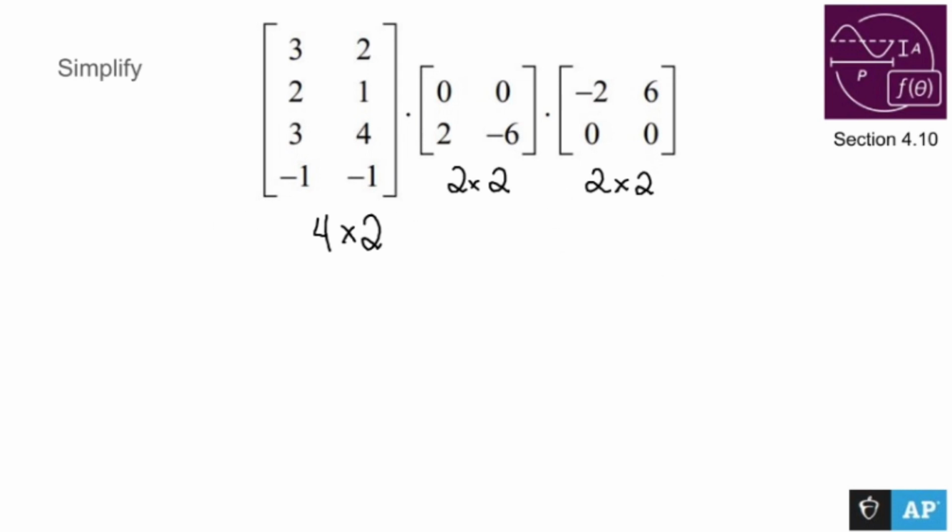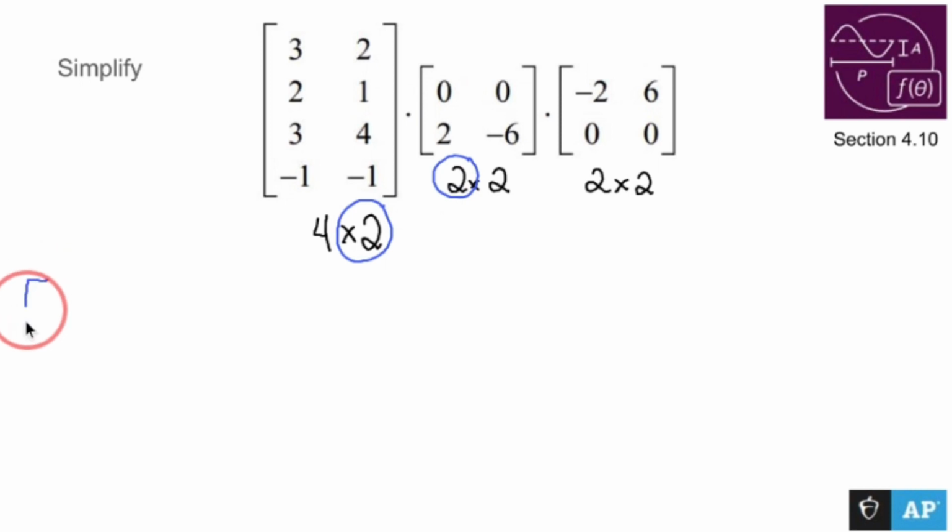When you're multiplying two matrices together, it's very important that if you multiply this guy to that guy, the number of columns in the first matrix matches up with the number of rows in the second matrix, which it does. So 4 by 2 does multiply to a 2 by 2. It's defined, and you're going to end up getting a 4 by 2. So let's worry about that, and we'll do the 2 by 2 when we're done.